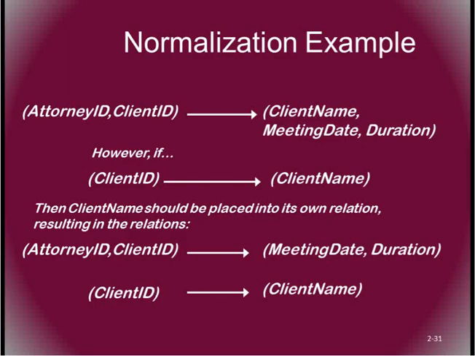Lastly here, this will be the last slide in my presentation. Here's another normalization example. You might have an attorney ID, and you match up an attorney with a client, but we might have more information here that we want to track. So we might have the client's name, the meeting date, and the duration. However, if the client ID leads itself to the client name, which it should, then we can normalize this. So we could go attorney ID and client ID, and then we could just link that to a meeting date and a duration. And the client ID would give us the client name.